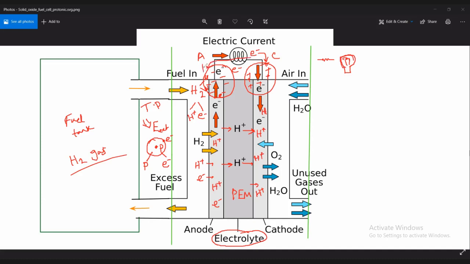The current I, the flow of current and the flow of electron are just the opposite to each other.